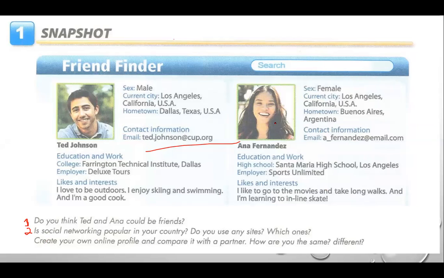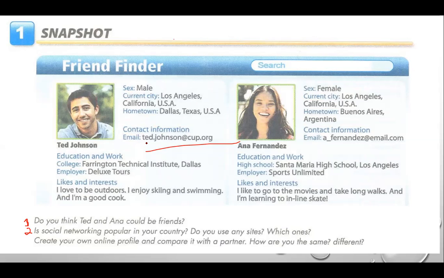Okay, thanks. All right, so let me ask you, did you read already Mr. Johnson's and Mr. Fernandez's information? Did you read already? Okay. And did you replace the information with your own information already? Yes. So, for example, let me ask you, Mr. Lemus, could you please just tell me your information? For example, you can say, I am a guy, I live in San Salvador, but I am from, I don't know, from Santa Ana. My email address is, and then you tell me your email address, and then you continue with this. Yes.